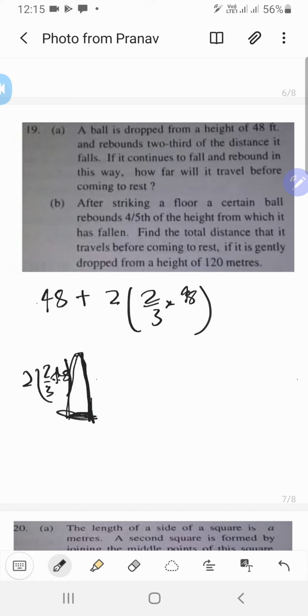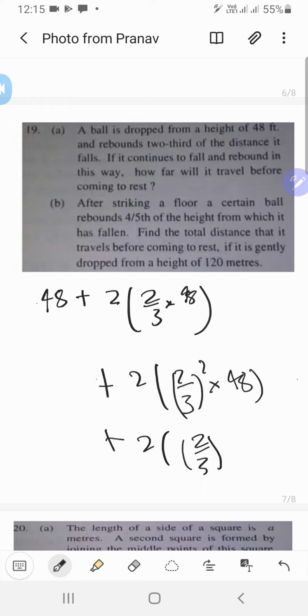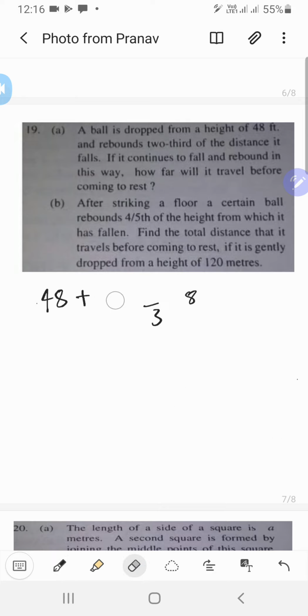Okay, then the next time it goes 2/3 of that, and then the next time 2/3 of that. This is going to be plus 2 into 2/3 squared of 48, then plus 2 into 2/3 cubed of 48. So you get the idea, and then it keeps going like that for all eternity. Yeah, so what is this going to be?